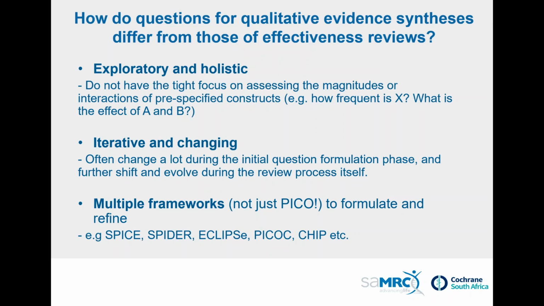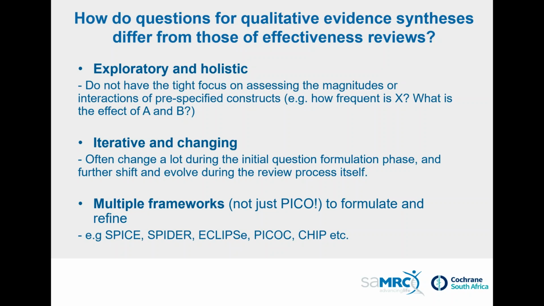So now we have a bit of a sense of what kind of questions a qualitative evidence synthesis explores. How do these questions differ from those of effectiveness reviews? So firstly, they're usually a lot more exploratory and holistic in nature. They don't have the kind of tight focus on assessing the magnitudes or interactions of pre-specified concepts. So for example, how frequent is X, or what is the effect of A and B? So the questions for qualitative evidence synthesis are usually a lot more open and broad in nature.